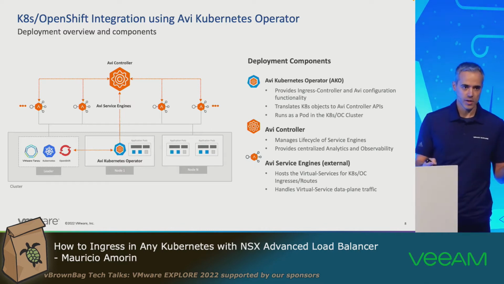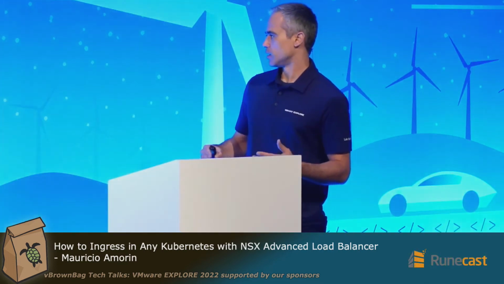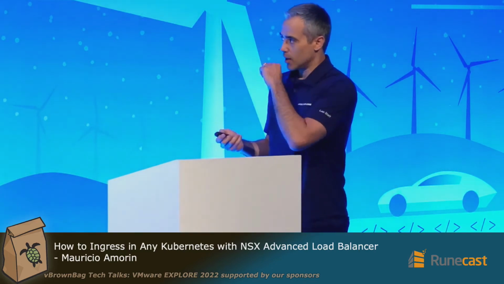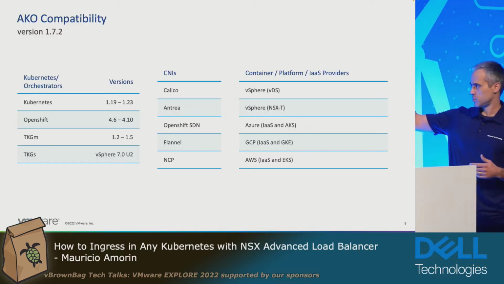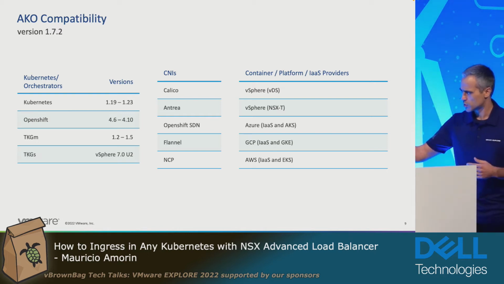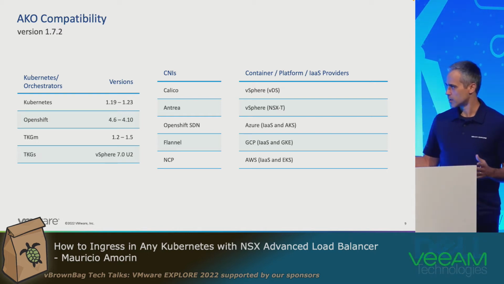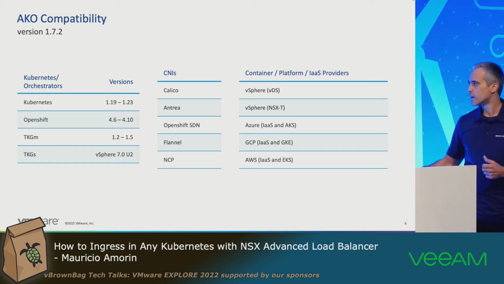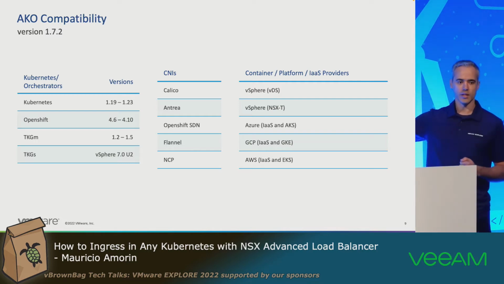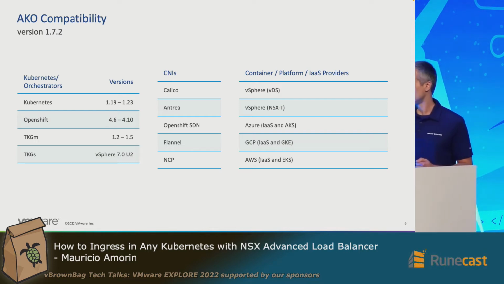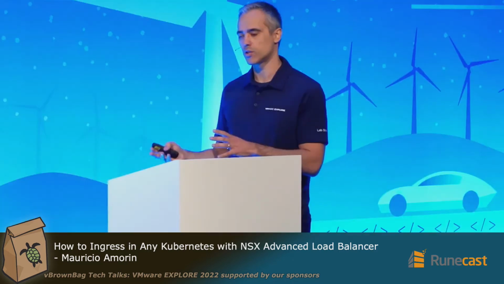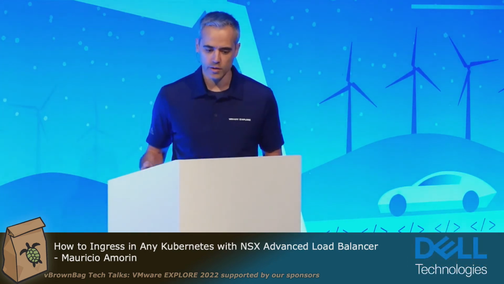So it doesn't change anything in Kubernetes; your developers simply continue doing whatever they're used to doing. And in terms of compatibility, we're compatible with all recent Kubernetes versions. It can be TKG, VMware versions, vanilla, OpenShift, it doesn't matter. We support lots of CNIs and all these different Kubernetes IaaS providers, and even native Kubernetes services: EKS, GKE, AKS. So you can use our ingress services for whichever flavor of Kubernetes you want.